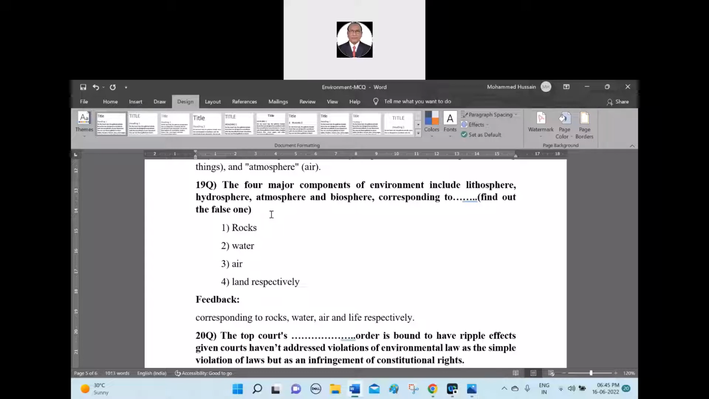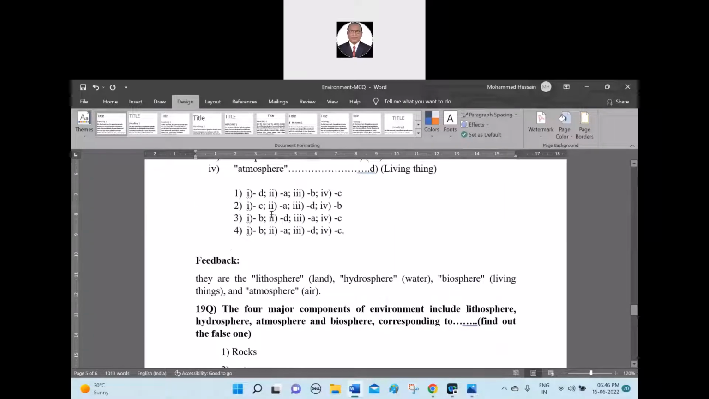Corresponding to rocks, water, air, and life expectancy. Because the rock is not there. I don't know which will come on rocks, because lithosphere is different, hydrosphere is different, biosphere is different. Four are there. It should be water. Water is there, air is there, life expectancy is there. Then what is missing? I don't know.